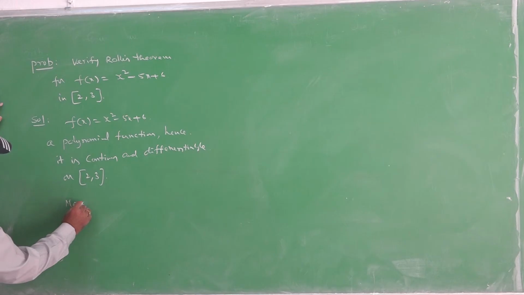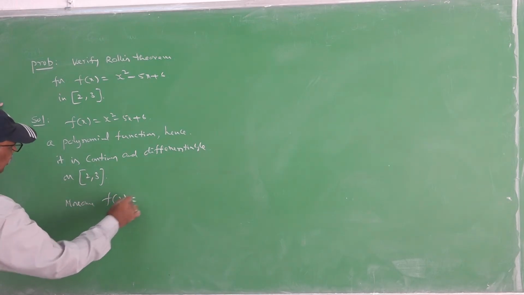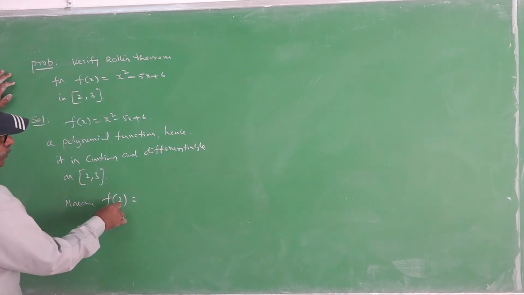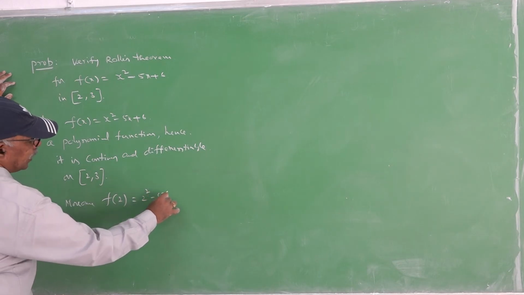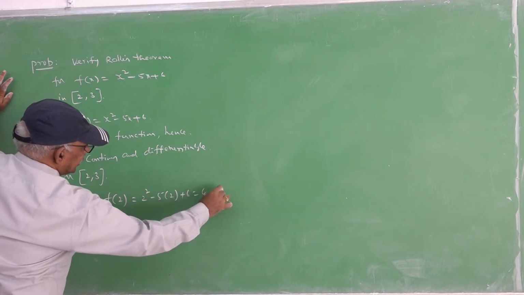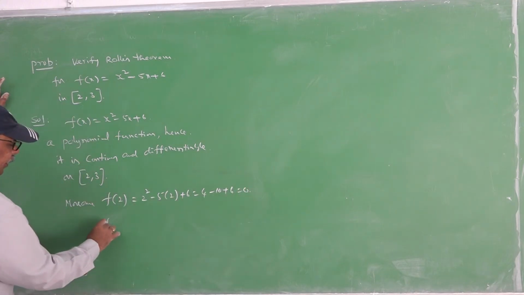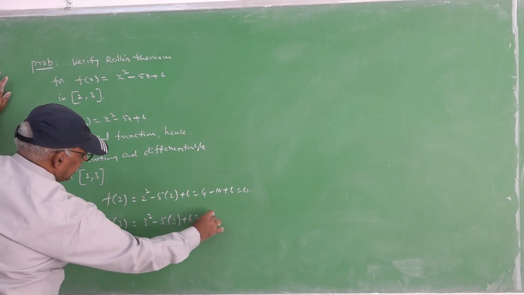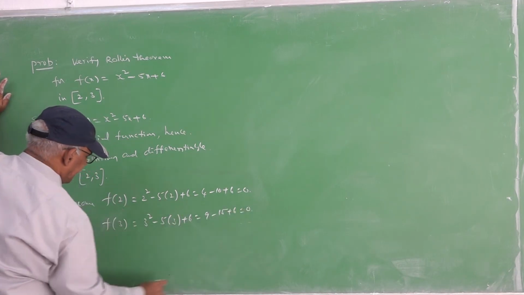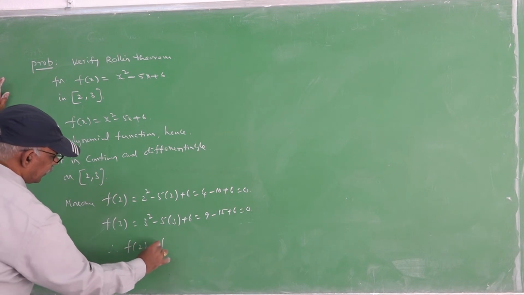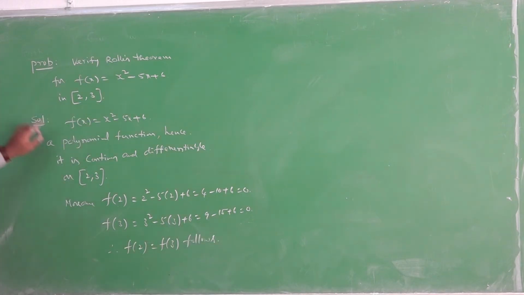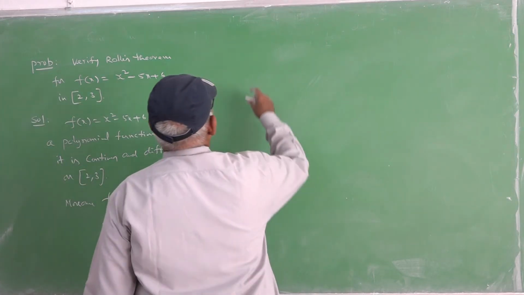Moreover, f of 2, at the left end value of x in the interval, is 2 square minus 5 into 2 plus 6, 4 minus 10 plus 6, which is 0, and f of 3 is 3 square minus 5 into 3 plus 6, 9 minus 15 plus 6, which is 0. Therefore, f of 2 equal to f of 3 follows. The first two conditions follow and the third condition follows in this case. Hence, Rolle's theorem is applicable.